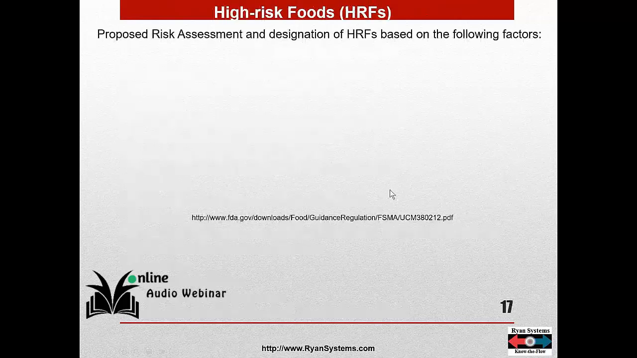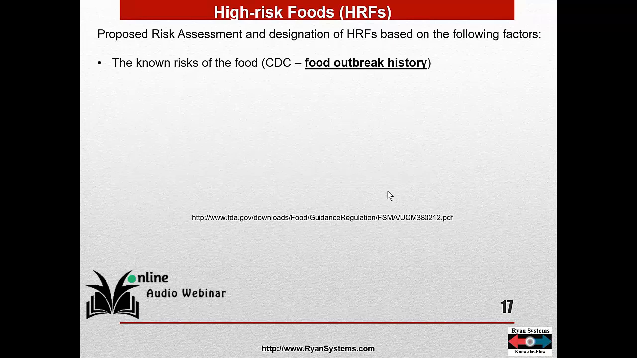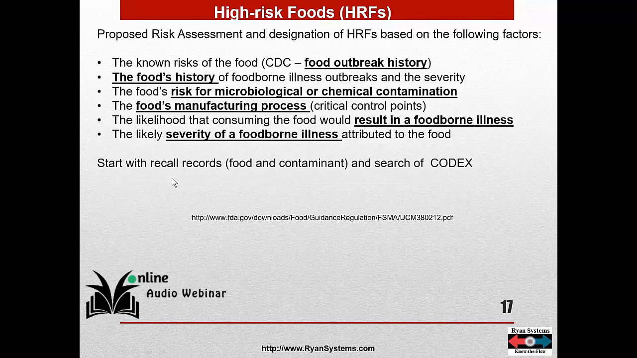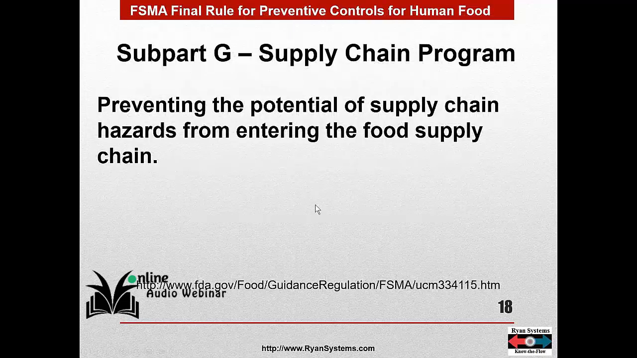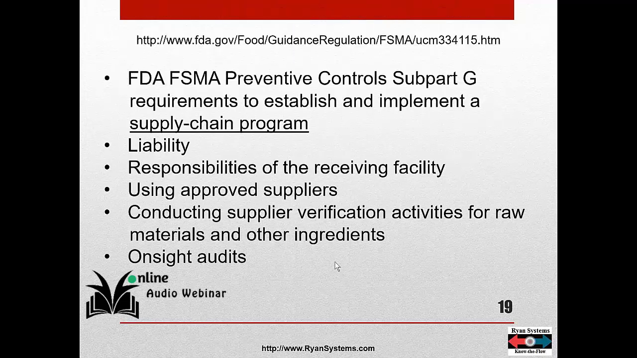High-risk foods, what are they? The high-risk foods are more likely to cause illness, right? They have an outbreak history, and you're looking at recall records. There's a link there for you. Okay, let's go over the supply chain program, including audits. You have to be audited, so do your suppliers, and you have to make sure that they're audited.